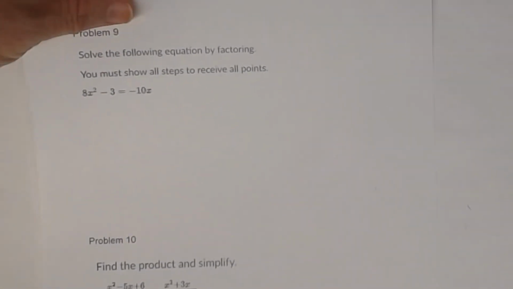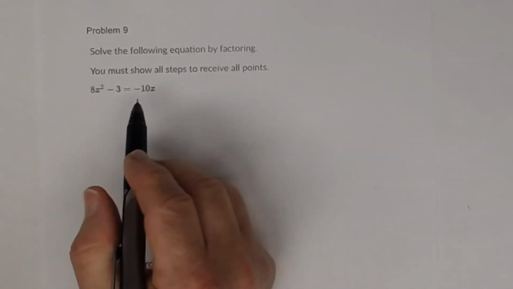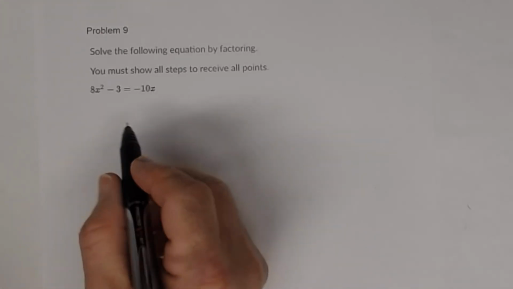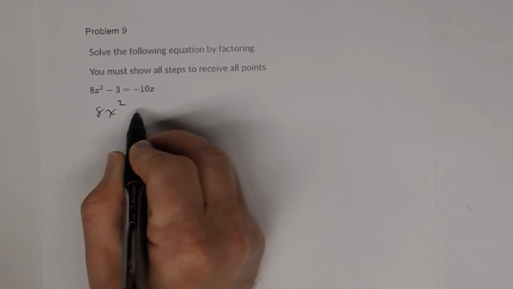All right, number 8. So that was number 8. Now, number 9 is also a problem where you had to solve this quadratic equation by factoring. But notice this one is not in standard form. So let's go ahead and put it in standard form. And I'm going to go ahead and write in descending order.